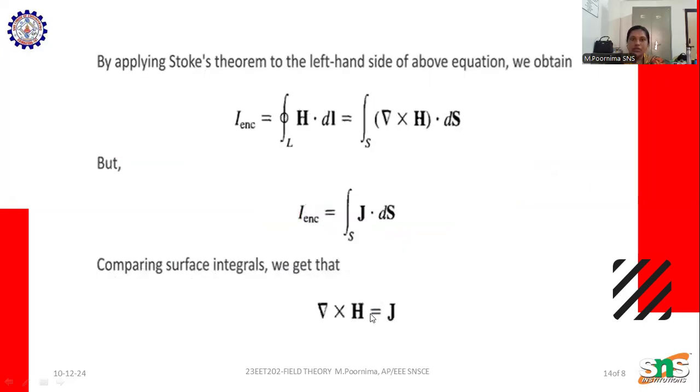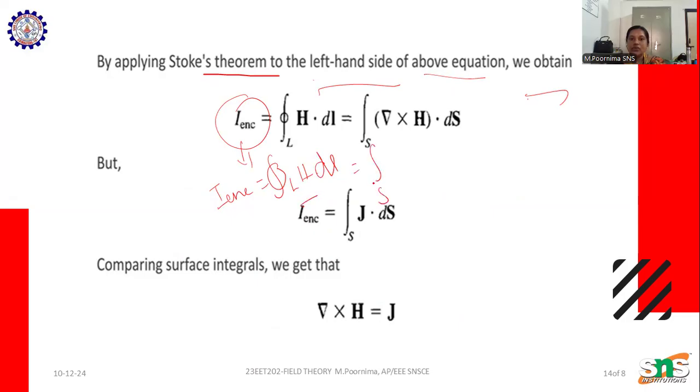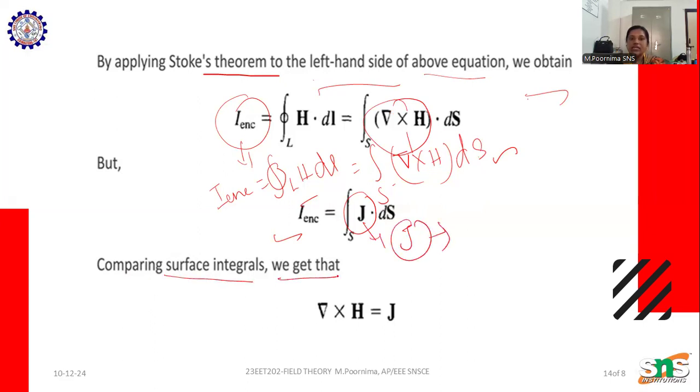Next comes Ampere's law applying Stokes theorem. By applying the Stokes theorem to the left hand side of the equation, we obtain I enclosed, the line integral of H dot dl, equal to the surface integral of curl of H dot dS. I enclosed, we can replace by the surface integral of J. Comparing these two surface integrals, we get curl of H is equal to J. This is by applying Stokes theorem.